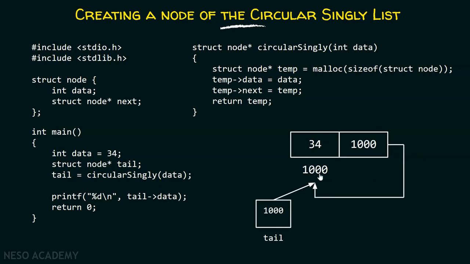This is how a node looks like. Let us suppose the address of this node is 1000. So 1000 will get stored in the next part as well. And the tail pointer, as you can see, is pointing to this node. So this is the node of the circular singly linked list.